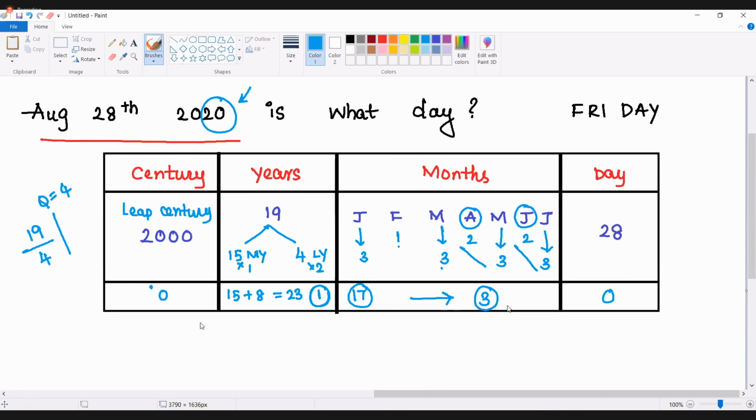So calculate overall odd days. Century is 0, months is 1, and years is 1, months is 3, and this is 0. So how much are you getting? You are getting a remainder of 4. Just wait.